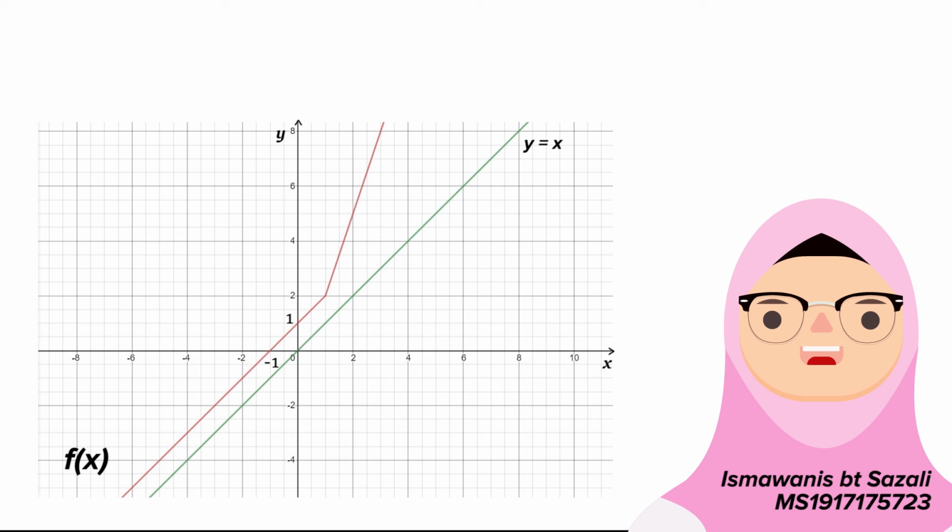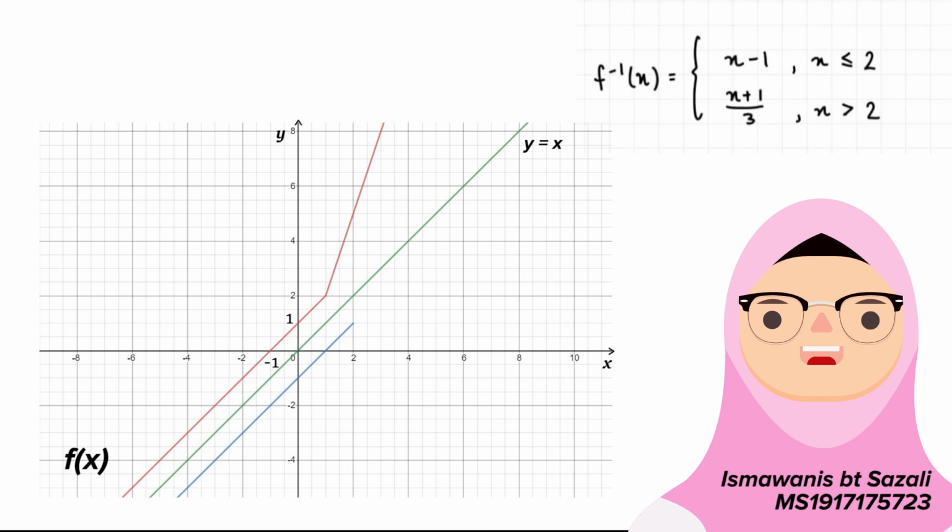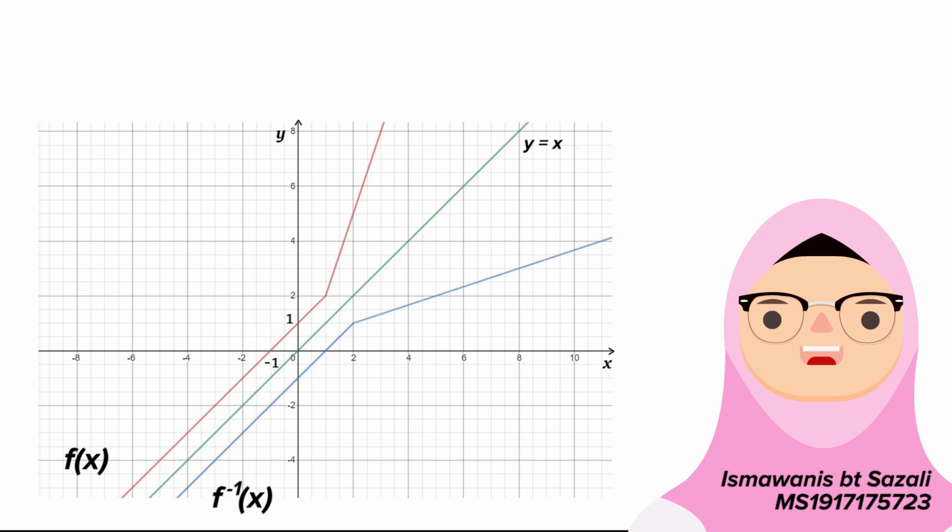For the inverse function, we have x - 1 if x is less than or equal to 2, and (x + 1)/3 if x is greater than 2. The first part of the inverse graph, x - 1 if x is less than or equal to 2, reflected out will look like this. While the second part of the inverse graph, (x + 1)/3 if x is greater than 2, will be reflected out like this. From the inverse graph, we got that the x-intercept is 1 and the y-intercept is -1. This is the inverse function of f(x).